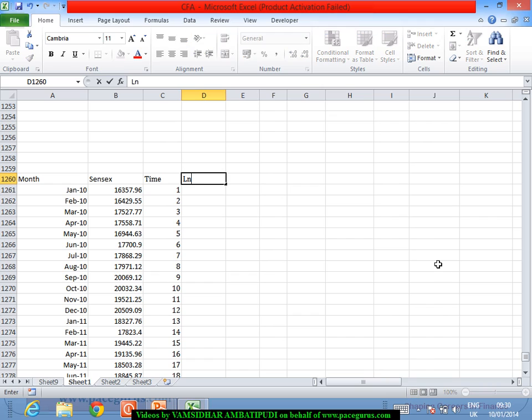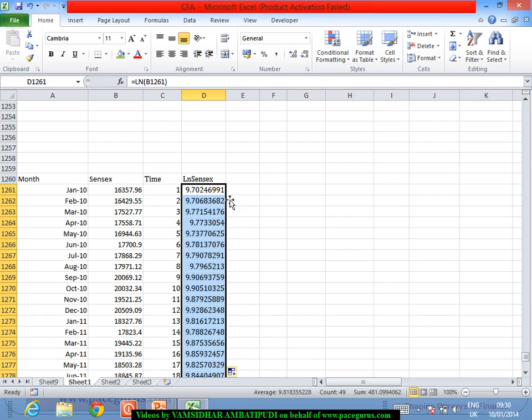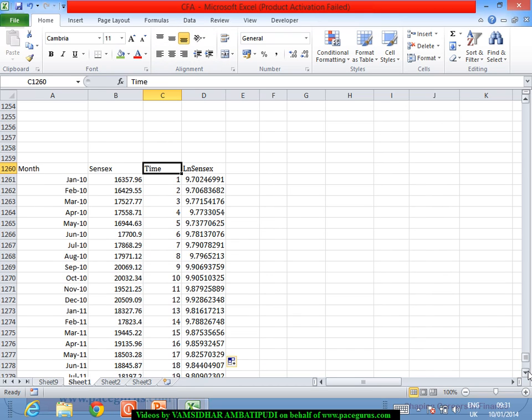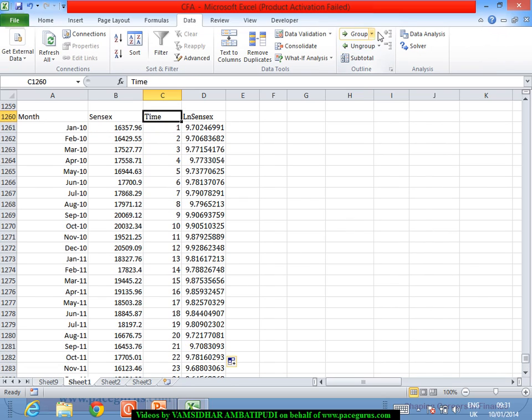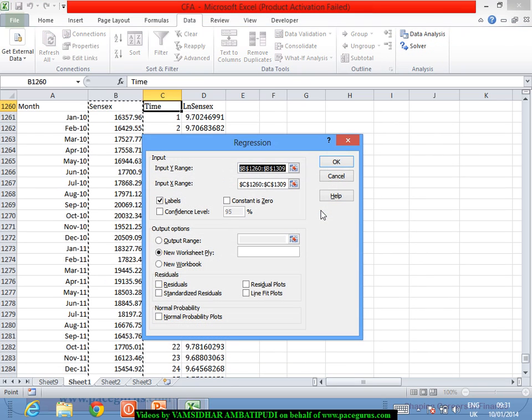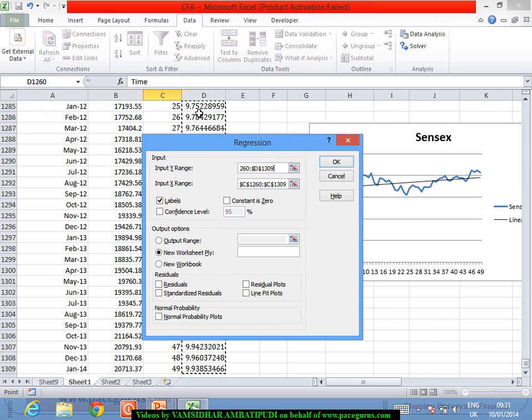So for that, all I will do is take the logarithms of the y values. I will simply take the logarithm of this particular sensex value. Now this will become my dependent variable, whereas time itself is the independent variable. Now a new regression is being planned out with the log sensex as the dependent variable and the time as the independent variable.